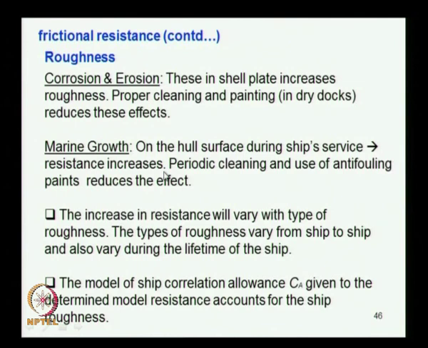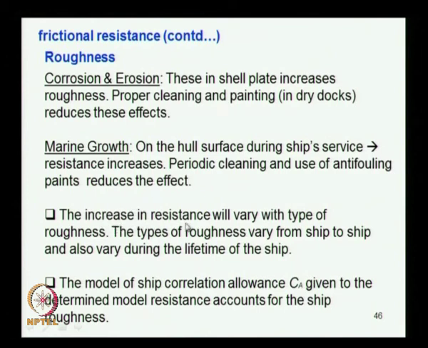If this continues there will be a lot of fuel consumption and cost increases, so in every respect it is not a good thing. So you have to see that these weeds and everything are removed periodically and cleaned before the ship is put to operation. Surface roughness increases resistance; periodic cleaning and use of anti-fouling paints reduce that. If you put on anti-fouling paint, it will reject fouling, or reduce the chances of fouling.